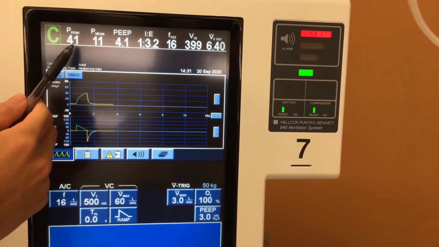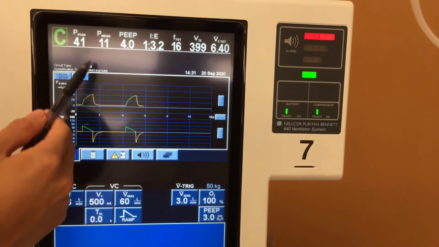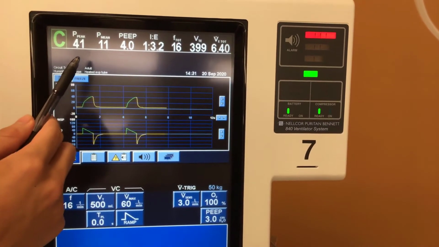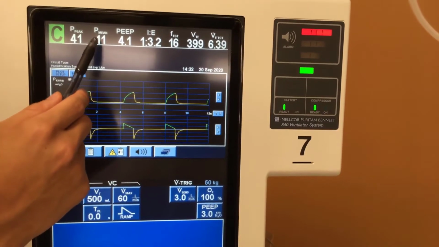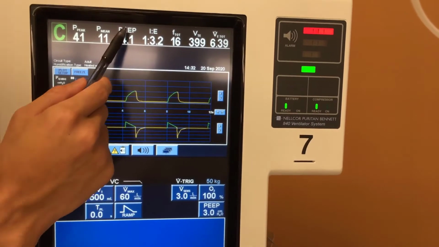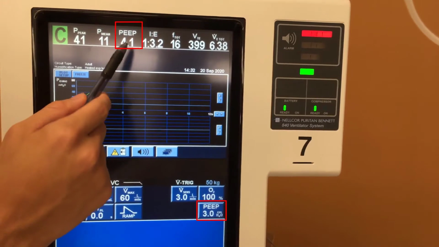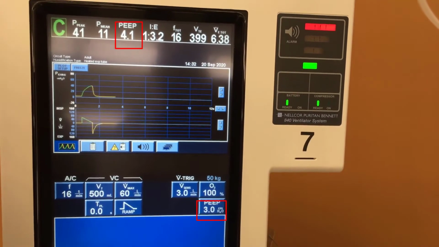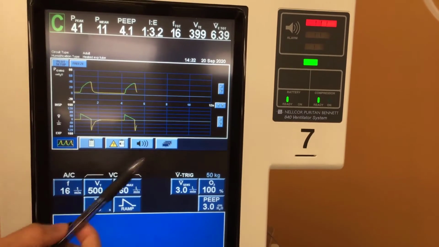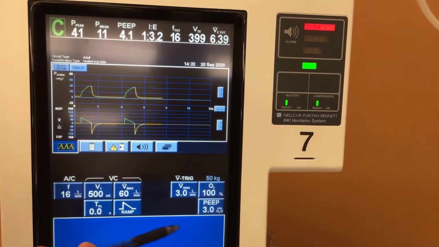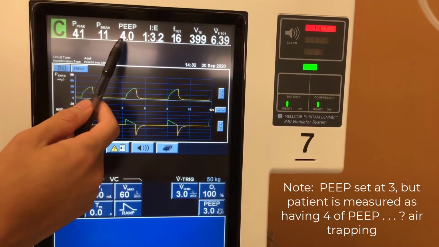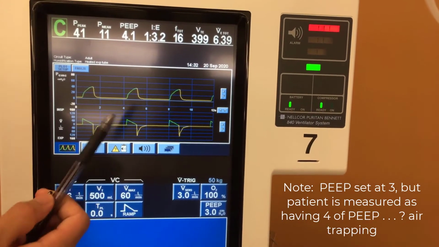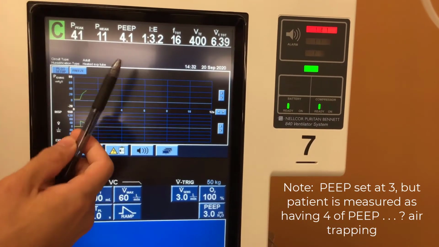Right now it's at about 41 centimeters of water, and generally we want this to be below 40. P mean is the mean pressure. PEEP, again, is the positive end expiratory pressure. And if we compare this PEEP value to the one that we set in, we can see that it's greater, and this 1 centimeter of water difference could be due to air trapping in the patient.